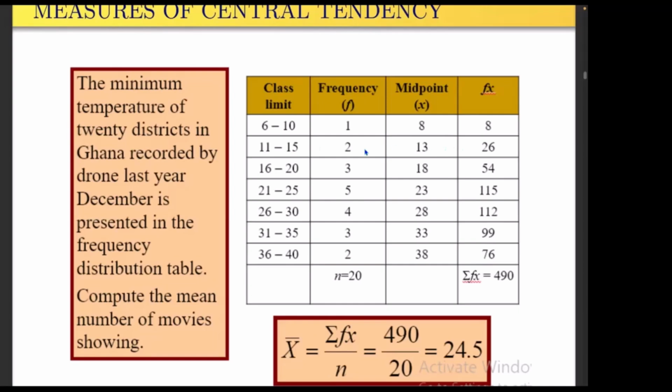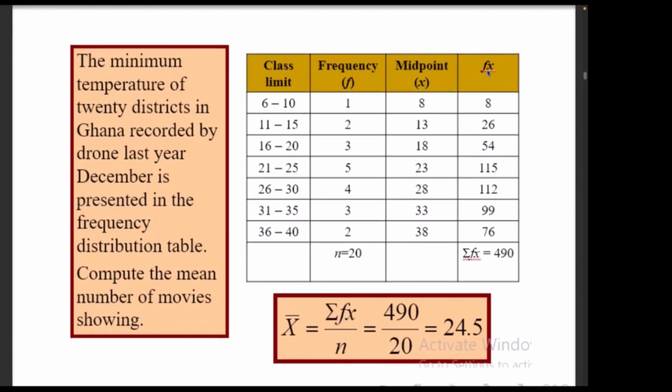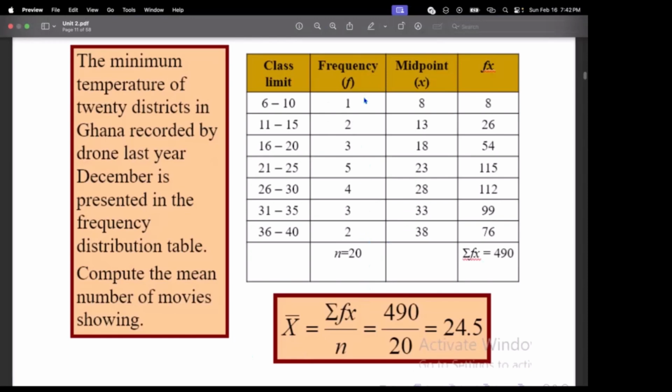16 plus 20 is 36, divided by 2, you get 18. And then you continue that way. So when you get the midpoint, that now becomes your x. You multiply this by the frequency, and then you get the fx. So when you sum the fx and divide by the total number of frequencies, here we have what?